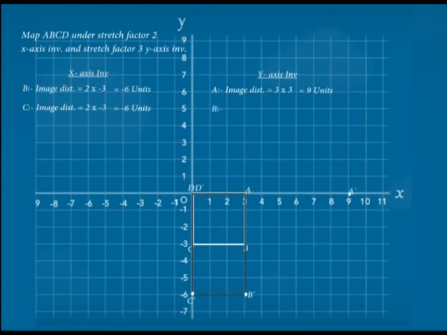Point B, object distance is 3 units. M is 3. Image distance is 3 times 3, which is 9. So again we move 9 units to the right. And this is the final image of the 2 successive stretches. Always remember that shears move points parallel to the invariant line, while stretches move points perpendicular to the invariant line.